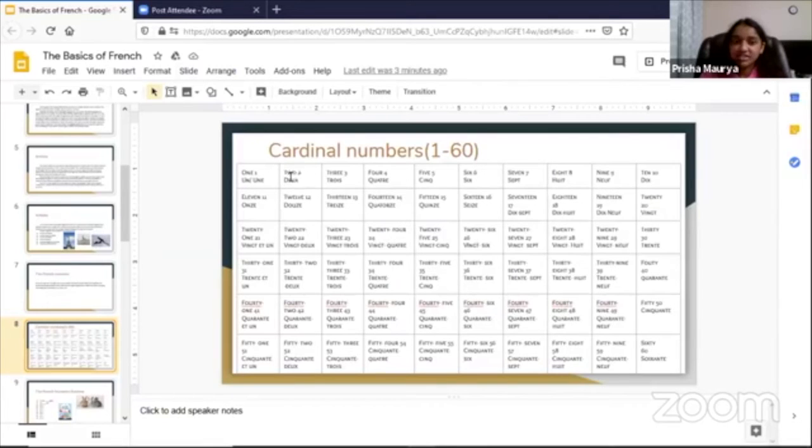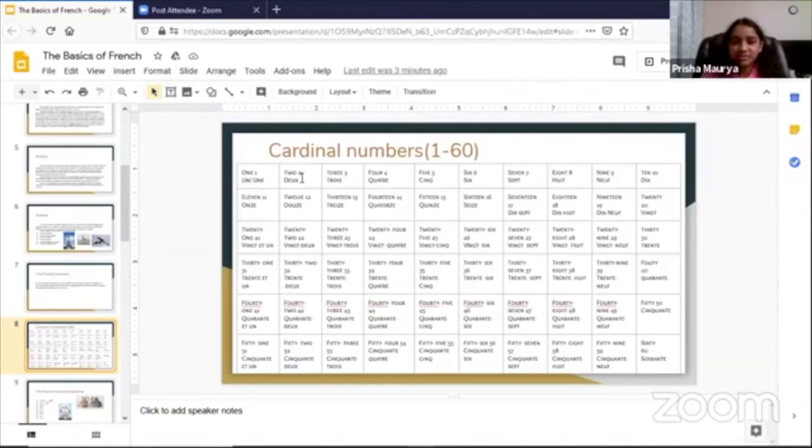And 2 is deux, 3. You might want to write this down. All you need to know about is 1 to 20, and then all the rest of them till 60 follow the same pattern. So let me just talk to you about 1 to 20, and then we're going to discuss the pattern. You can notice it right now.